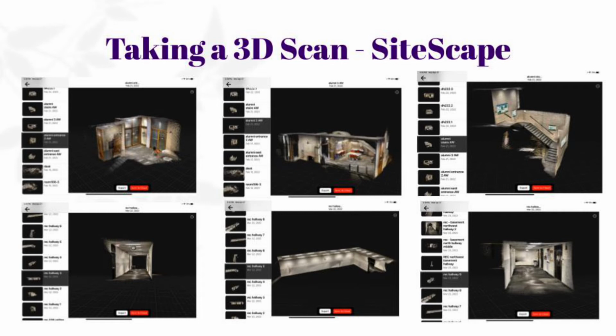Here's just a short example of taking scans using Sitescape. Each of the 6 scans shown here were between 1 million and 5 million points at the low density, low quality scale.